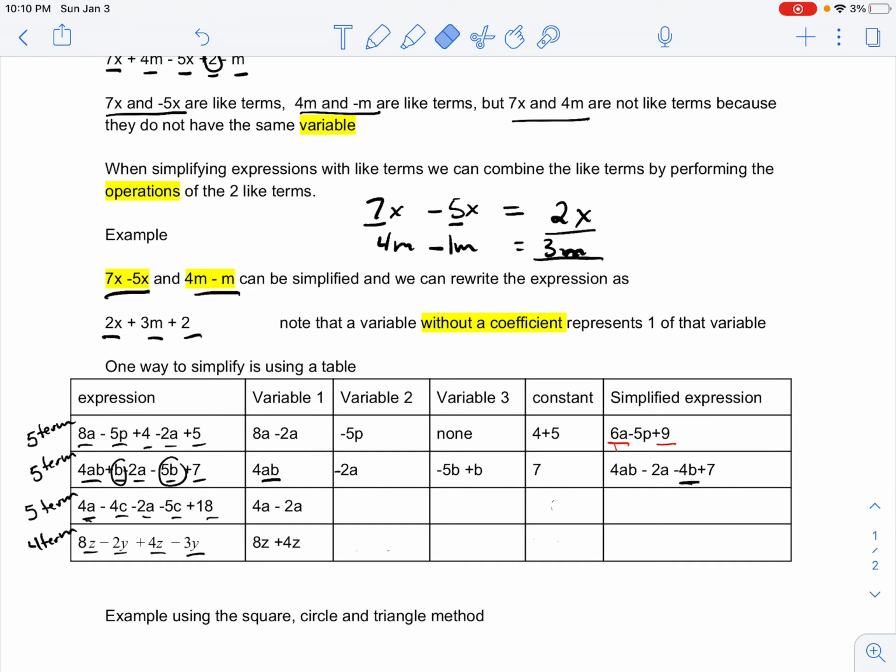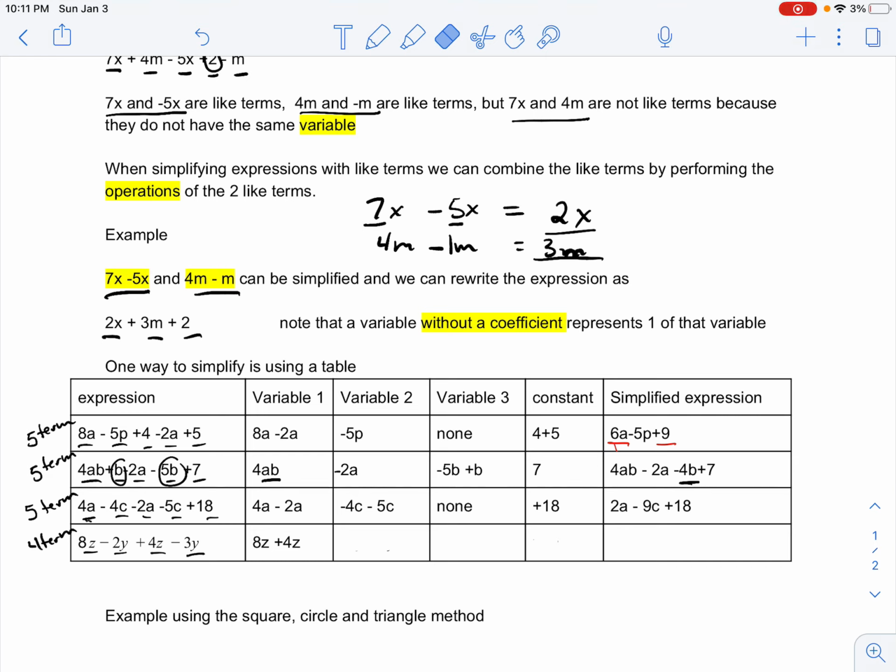Okay, next one. So same thing. We already did the a terms, so 4a minus 2a. Our second variables are the c's. So we got a negative 4c and a negative 5c. And then there is no third variable. And then for the constant, we've got our plus 18. So we're going to combine our 4a minus 2a. So 4 minus 2 is going to be 2a. A negative 4 minus a 5, so they're both negative, so we're actually going to add them together and keep them negative. So 4 plus 5 is 9. They're both negative, so that's going to be a minus 9c. And then the constant is just plus 18. That stays the same.